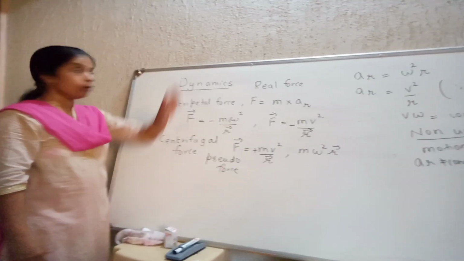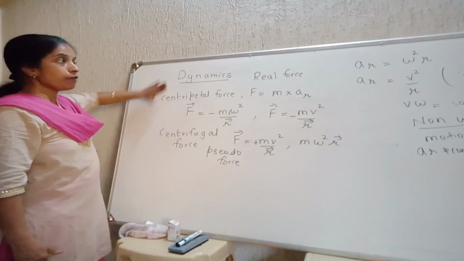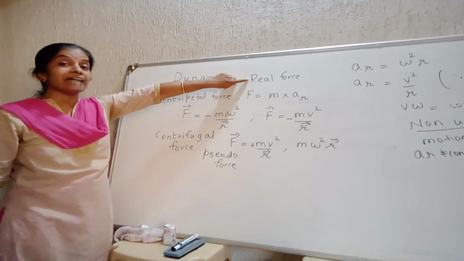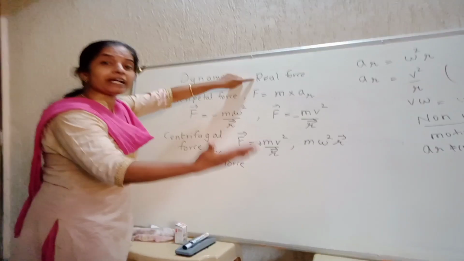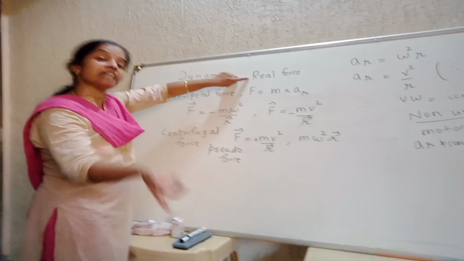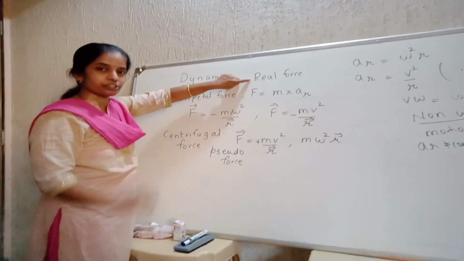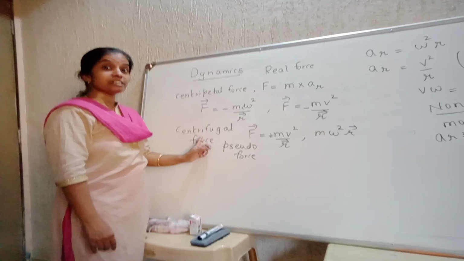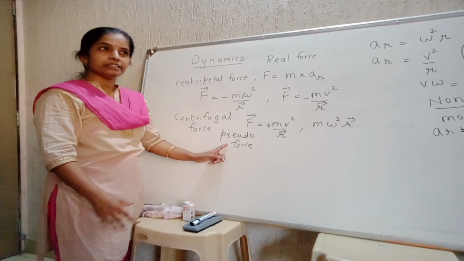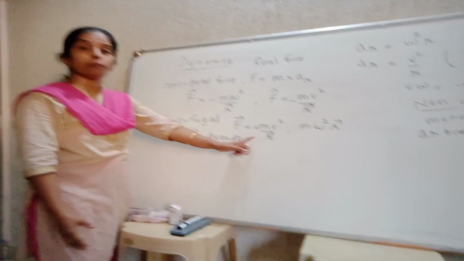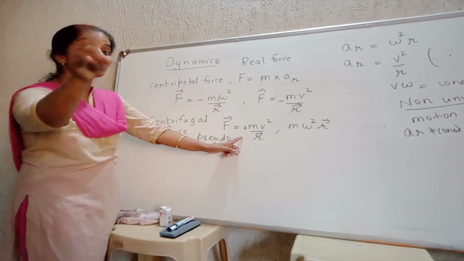Difference: centripetal force is a real force which works as per Newton's laws of motion. Means whenever the particle moves in a particular direction, force acts in the same direction. That is Newton's law. Centrifugal force is a pseudo force. It's an artificial force which comes into play when Newton's law fails.